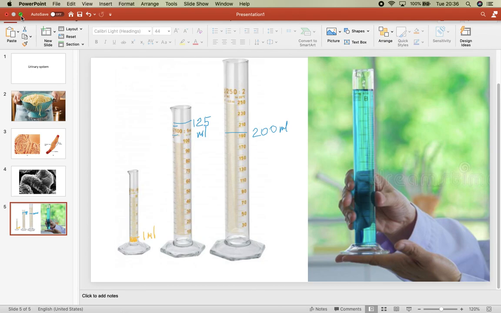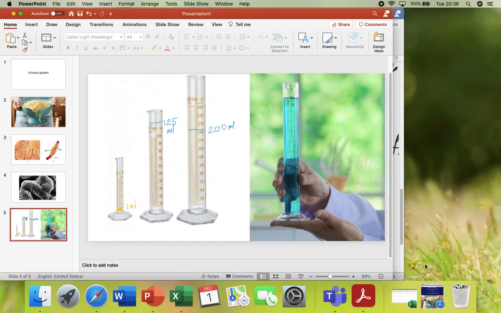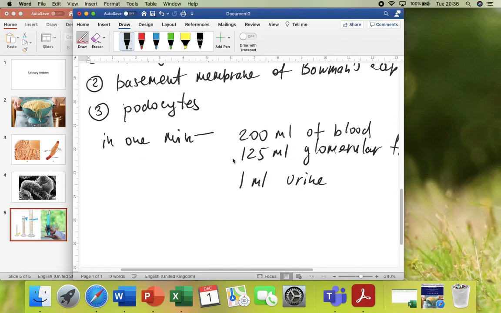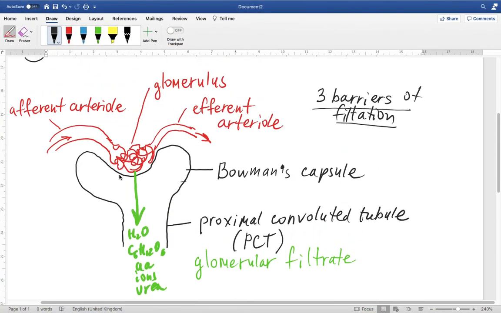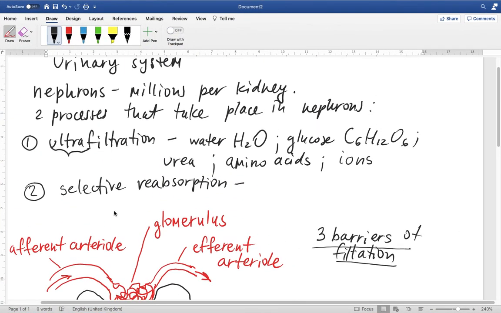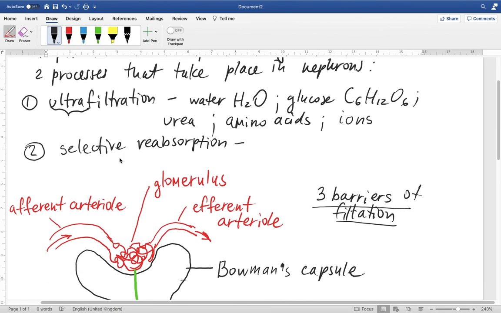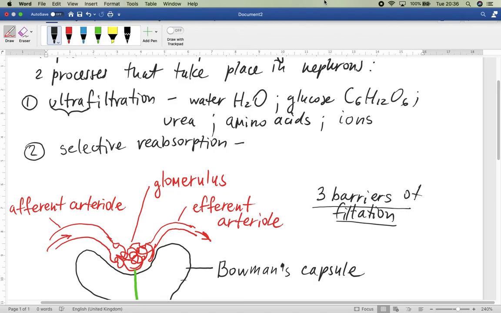So in the next lecture, what we're going to do is look at selective reabsorption. You remember that we started by saying you've got 2 processes, ultrafiltration and selective reabsorption. So we've now done that first bit, but that leaves us with this process of selective reabsorption to discuss next.